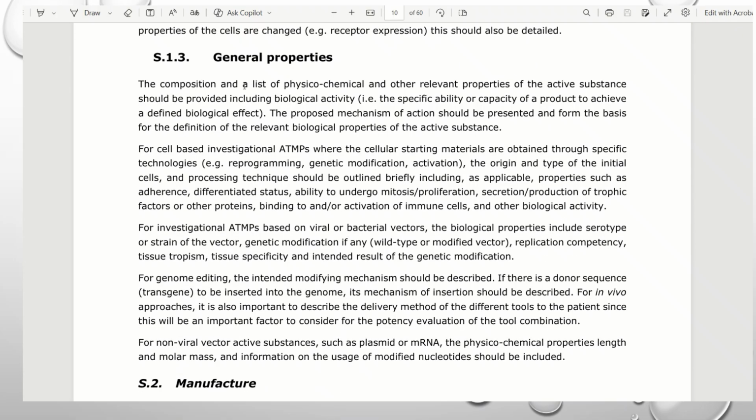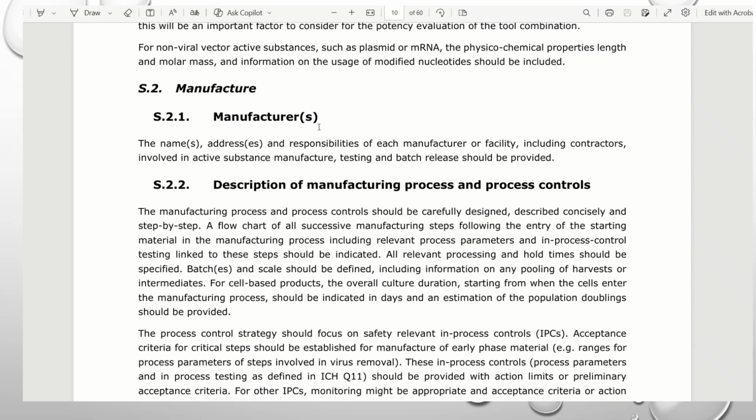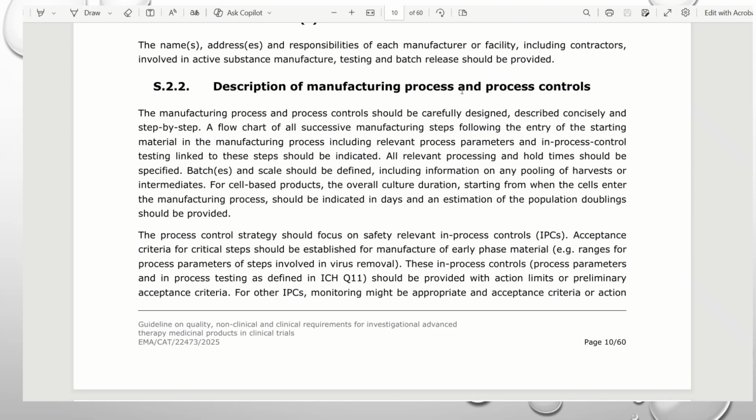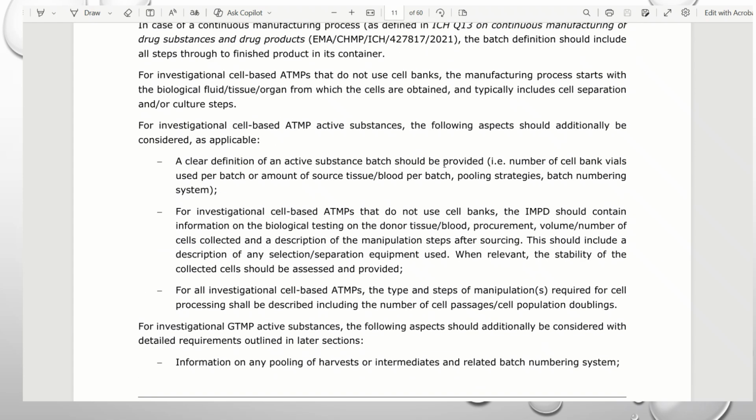And this is really talking about properties of the product. So that would be the biological activity, the mechanism of action, and the sorts of things that we would be looking at measuring. The manufacturer's description of manufacturing process and process control. So this would be your flow chart that will give your input, your manufacturing process, and your own process control testing or process parameters. I will go through this in another presentation.